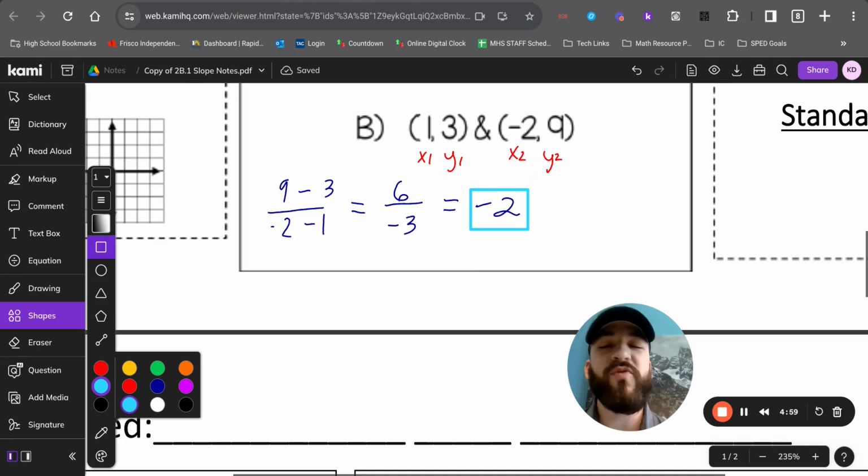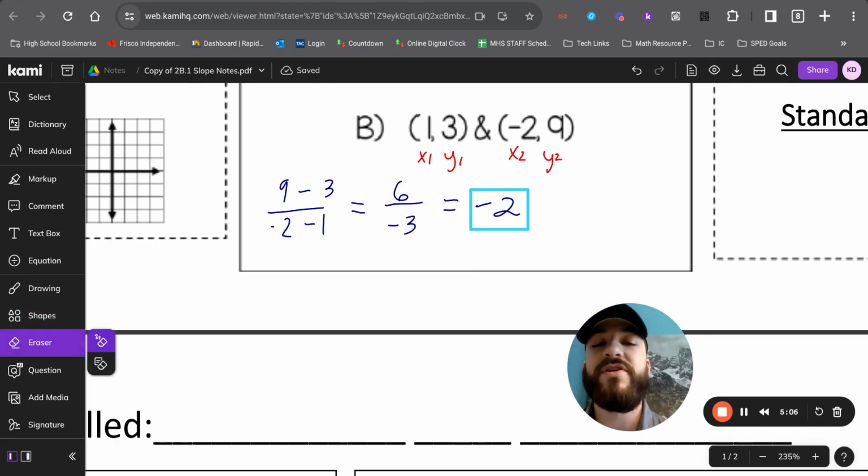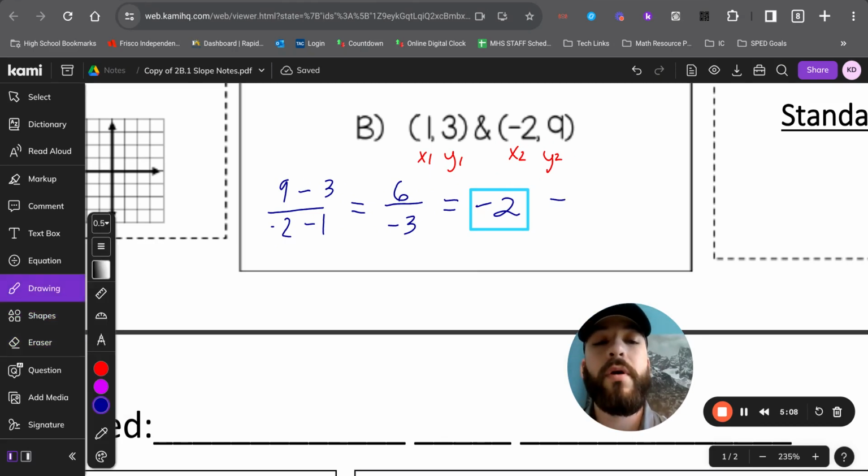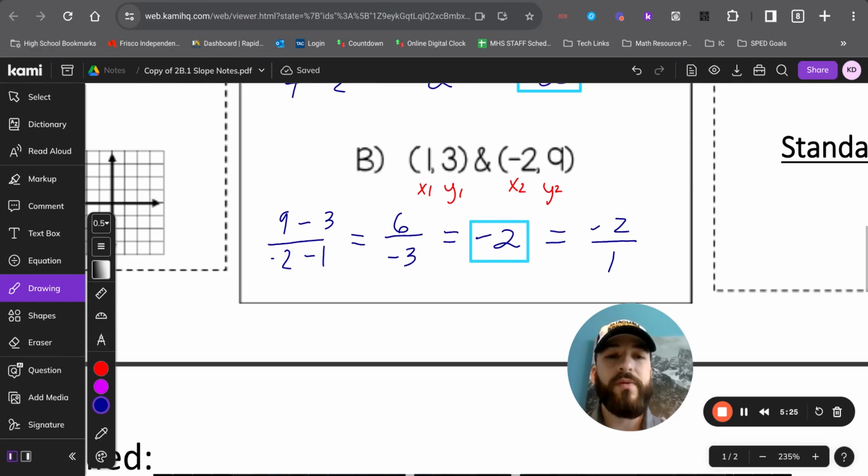So -2, of course, is not a fraction, but if I wanted to represent it as a fraction, I could also write this as -2 divided by 1. If I divide anything by 1, it's the same value that it is. So dividing -2 by 1 does not change it. It's still equal to -2. But now I can think of this in that rise over run form. So that means this is going to go down by 2 and to the right by 1 for that slope.